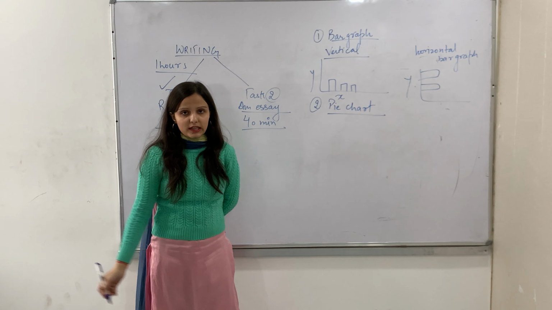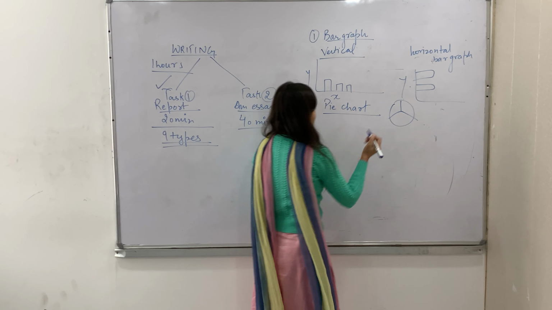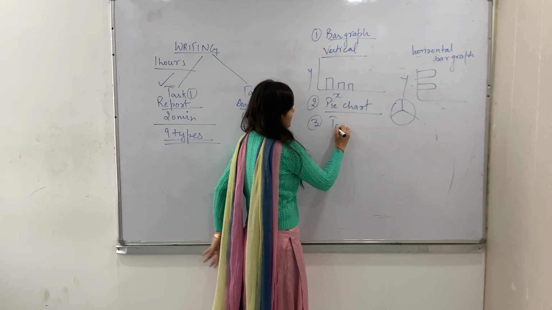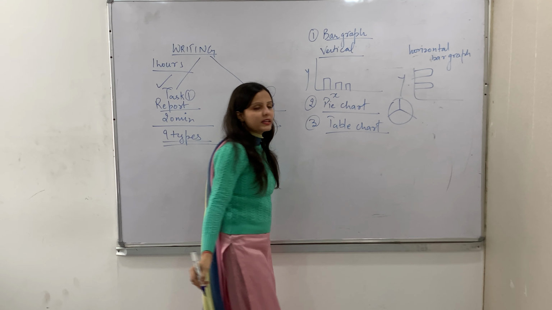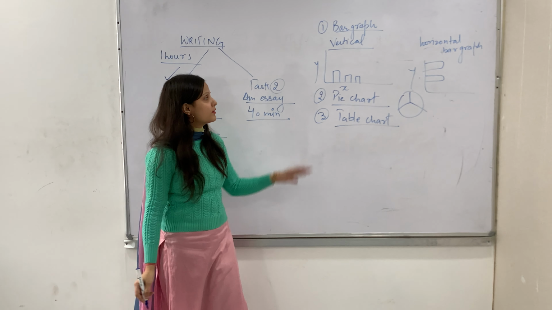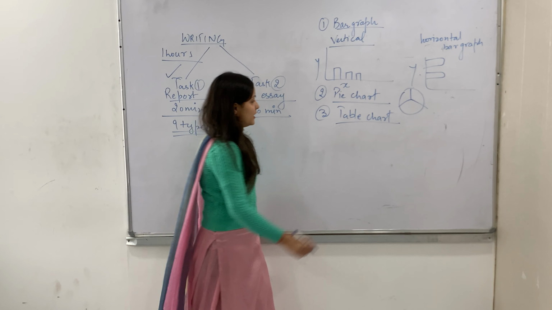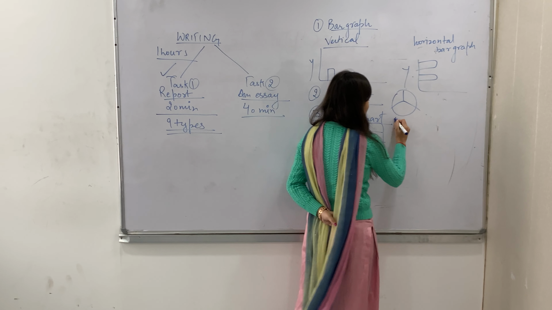As you all know, a pie chart is circular. This is a pie chart. Then third is table chart. Some students write table graph. This is not a graph. A graph has two axes, x and y, but a table has no axis. It is a table. You can also say a tabular chart.